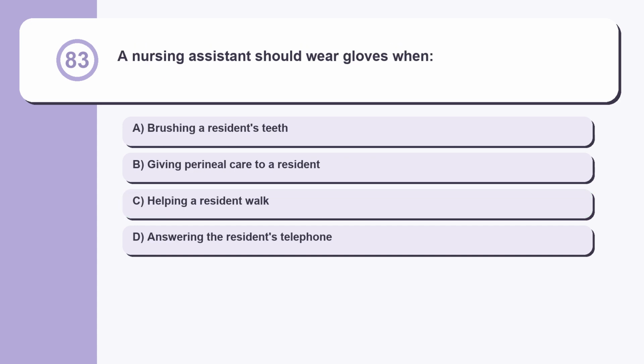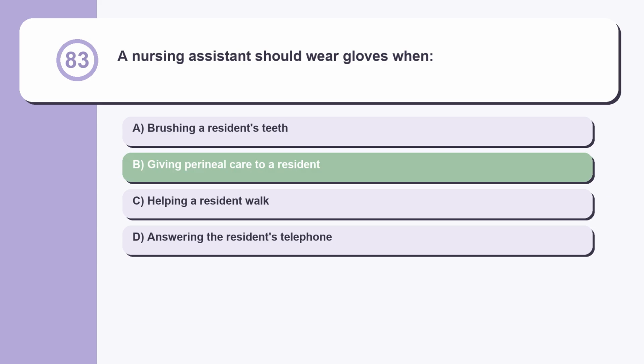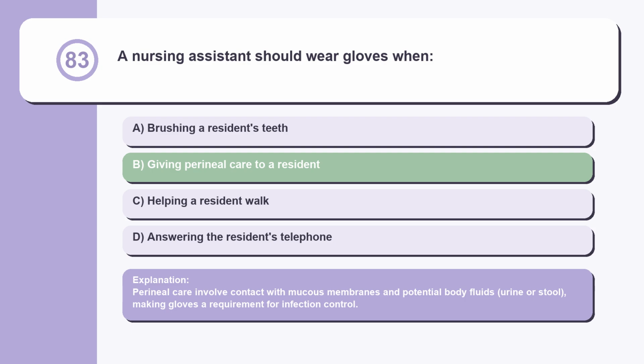Question 83. A nursing assistant should wear gloves when brushing a resident's teeth, giving perineal care to a resident, helping a resident walk, answering the resident's telephone. Perineal care involves contact with mucous membranes and potential body fluids, urine or stool, making gloves a requirement for infection control.